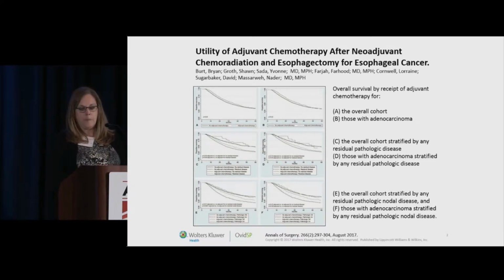What is the right thing to do? What they did here was they looked retrospectively. So they looked at everybody who got adjuvant therapy. So it's not a perfect study, as I said, but I think there's still something to be learned.